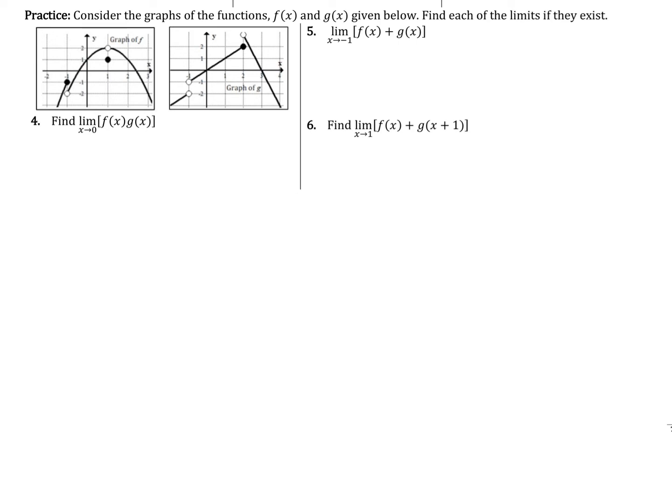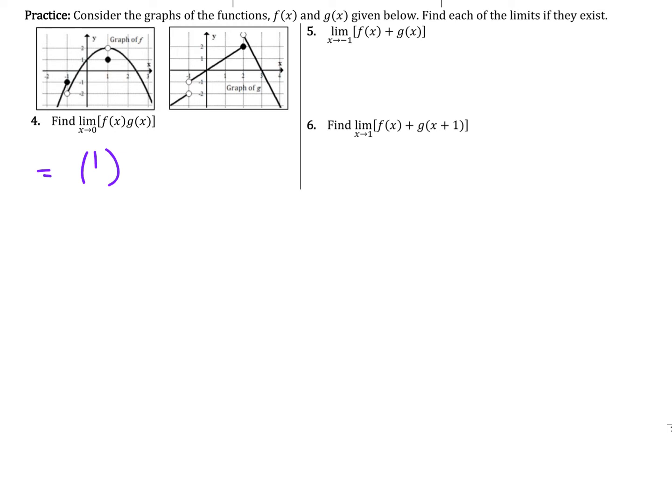All right, so number 4, the limit as x approaches 0 of f of x times g of x. We'll notice that both f and g are continuous at x equals 0, so that means I can just take the product of their limits. The limit as x approaches 0 of f of x is 1.